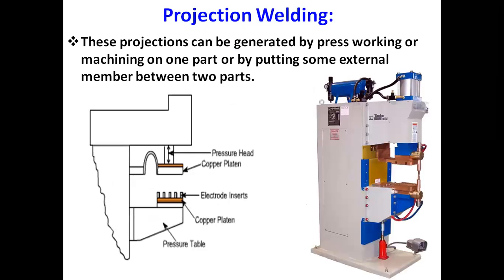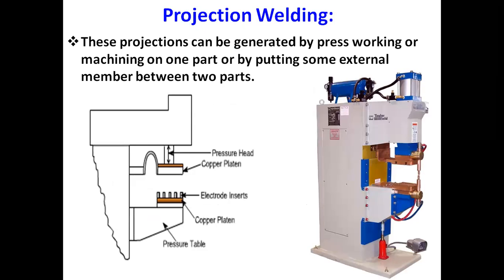But visual inspection has some limitations, because whatever internal defects are there, these defects cannot be detected by visual inspection. So this is the limitation of visual inspection.